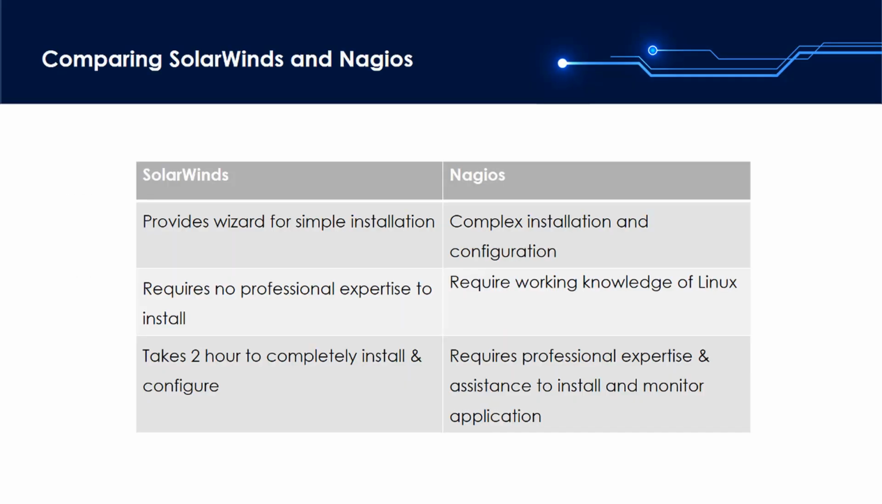Now let's compare SolarWinds and Nagios from the usage perspective. When working with SolarWinds, we get wizards that help simplify the installation process. We don't need any professional expertise to install SolarWinds, and it can take about 2 hours to completely install and configure SolarWinds. Nagios, on the other hand, involves complex installation and configuration.